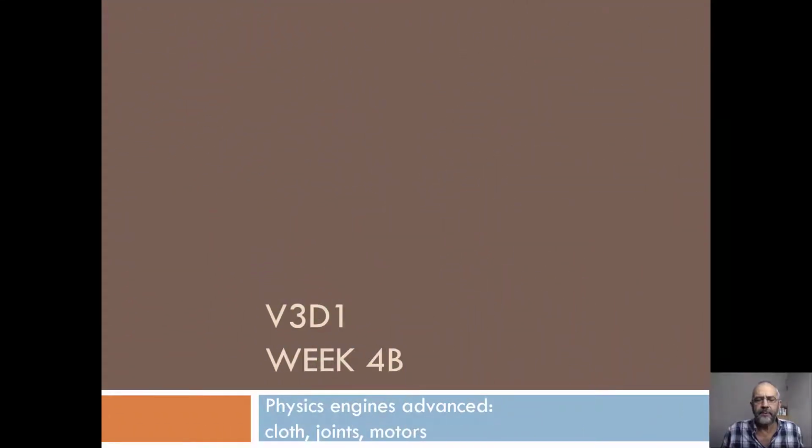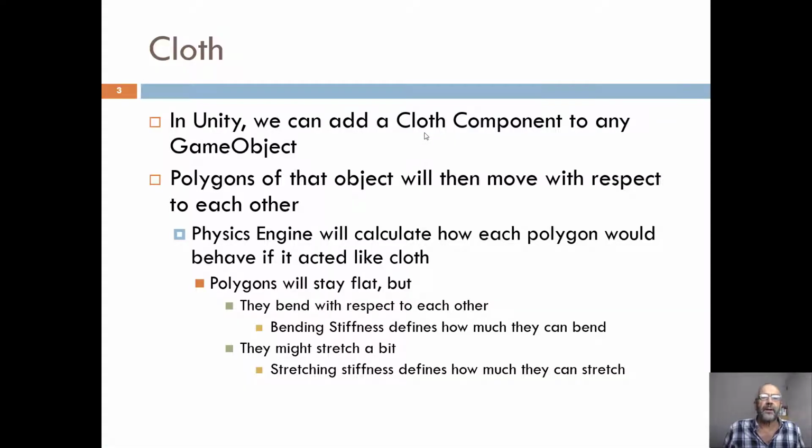Hi, this time we dive deeper into the physics engine. So some more advanced things, very nice thing like a cloth, so you can make cloth, or a flag, a waving flag with the physics animation. And we can add joints and motors to objects. Let's start with the cloth.